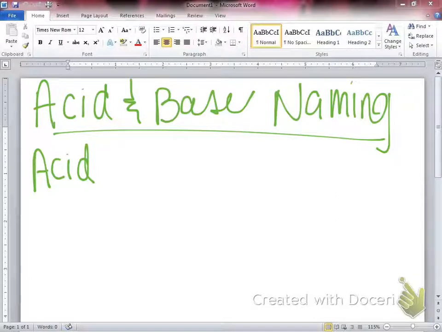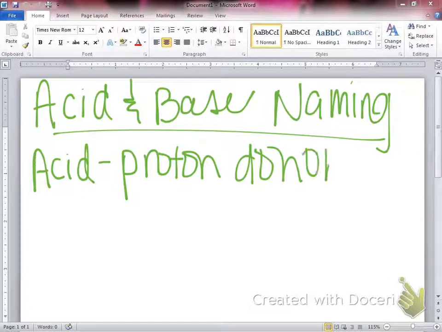Okay, acids are what we consider proton donors. Okay, proton donors. They give away a proton, and in this case, we think of protons as being hydrogen ions. Those are protons.